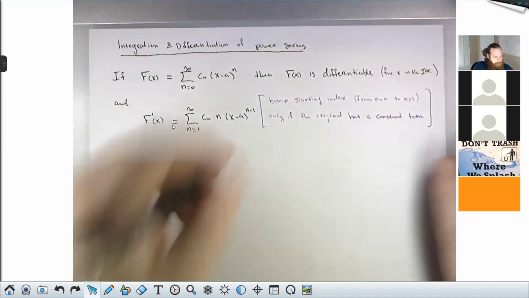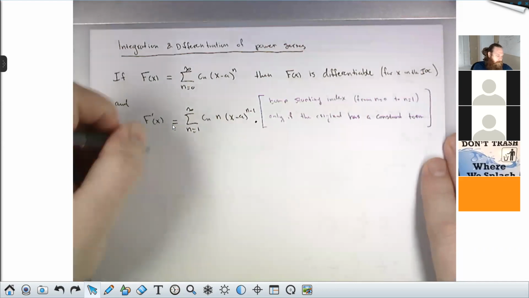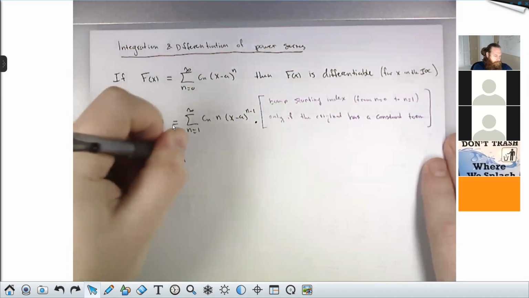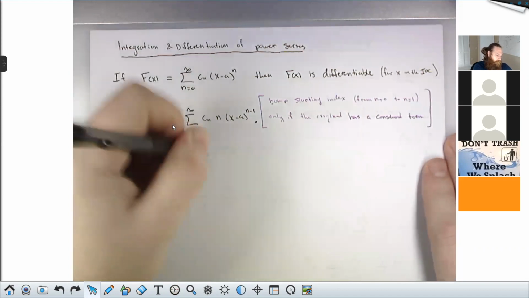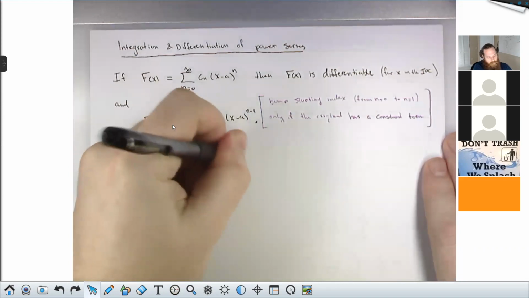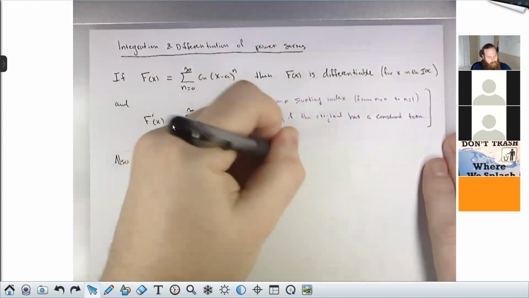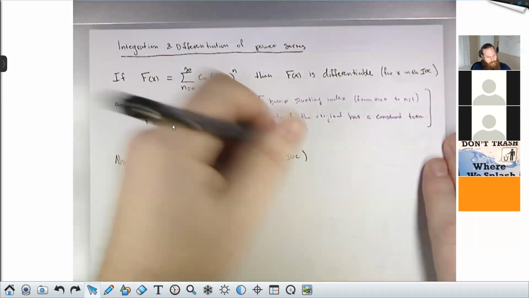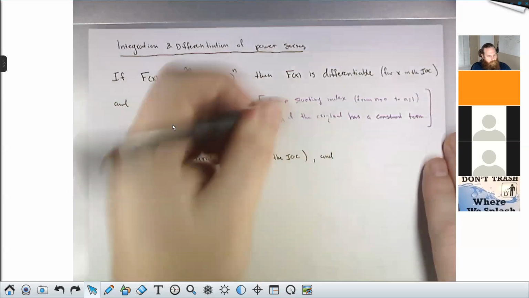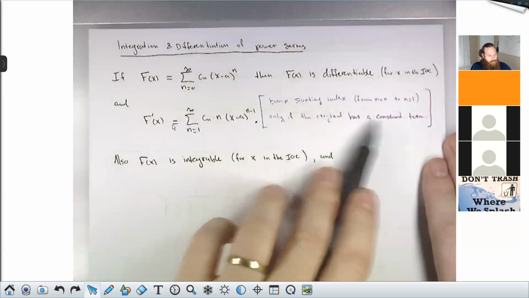All right. Also, capital F is integrable. Again, for x in the IOC. What does it say after only if the what? Only if the original series has a constant term.